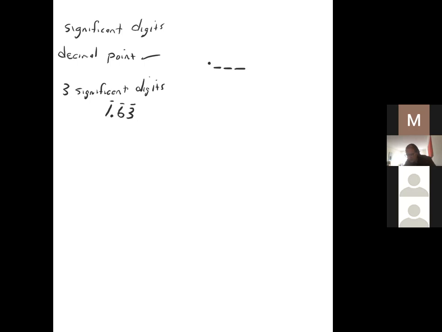So for example, if I had 1.631, right? This one would have 4 significant digits, because it's got 4 numbers in it, but it would have 3 decimal points. Okay. So that ends up being an issue when you start putting in your answers for certain calculations, particularly on the exams when you do that.